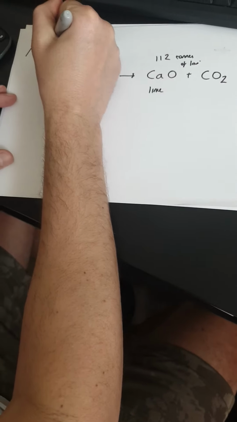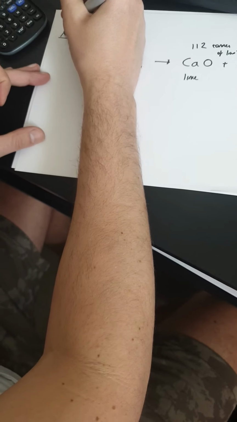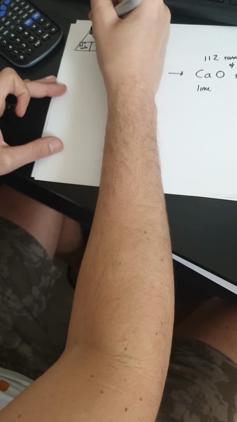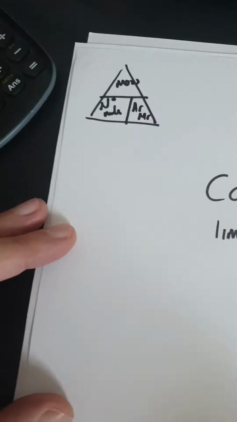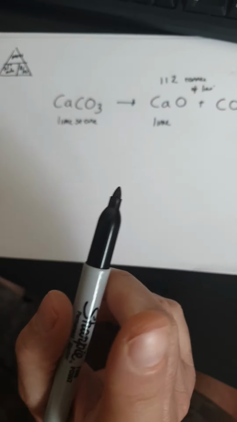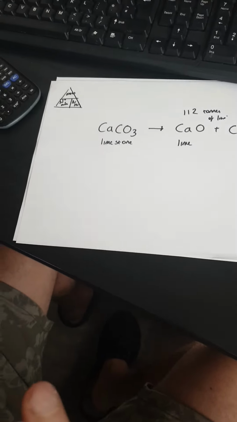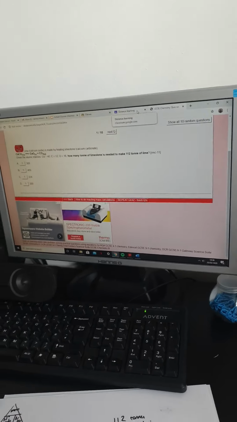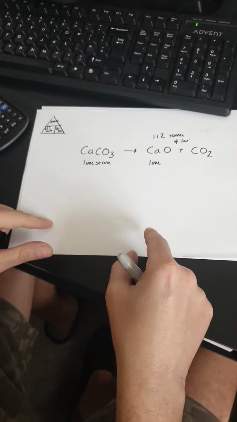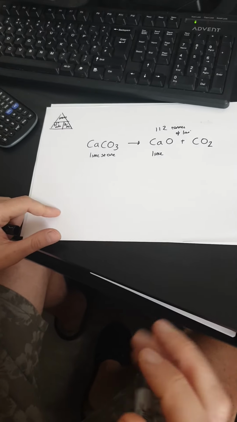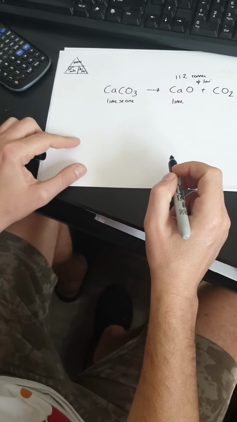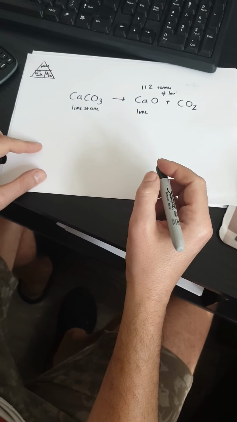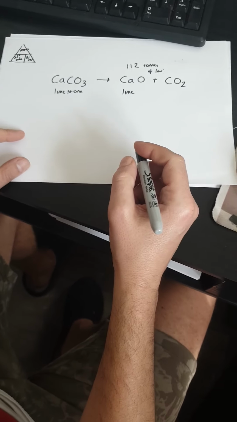So, my triangle in the corner: number of moles, mass, Ar or Mr. As you can see by the PowerPoint I put on Google Classroom, I've given you very specific instructions for this. So, first of all, if we've got 112 tons of lime, let's work out how many moles of lime we've got.